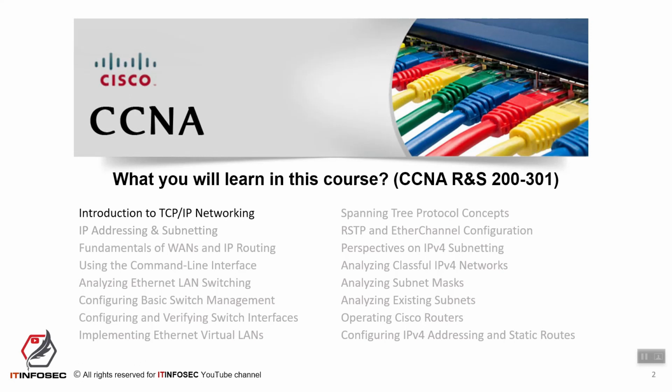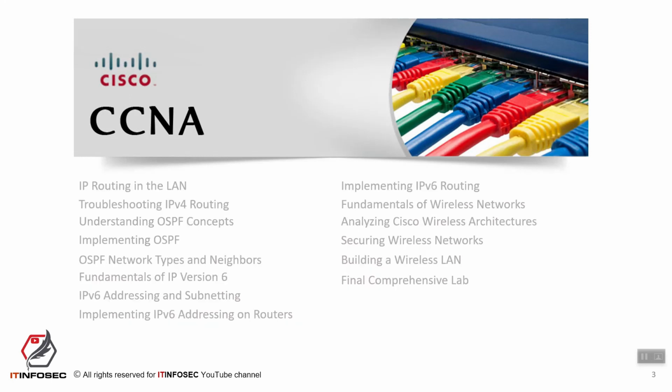What we will learn in this course: we will start from an introduction to TCP/IP networking, IP addressing and subnetting, fundamentals of WANs and IP routing, and configuring Cisco switches and routers based on the command line interface (CLI), basic management of switches and routers, implementing Ethernet VLANs, routing protocols, spanning tree protocol, advanced configuration of Cisco routing protocols such as OSPF, fundamentals of IP version 6 and all items related to IPv6, securing wireless networks, wireless network architectures, building a wireless LAN, and so on.